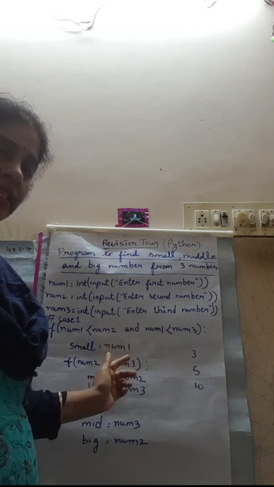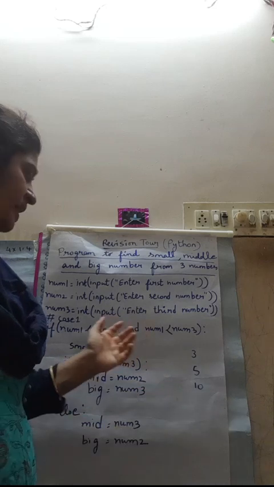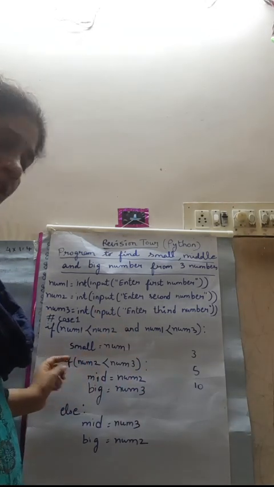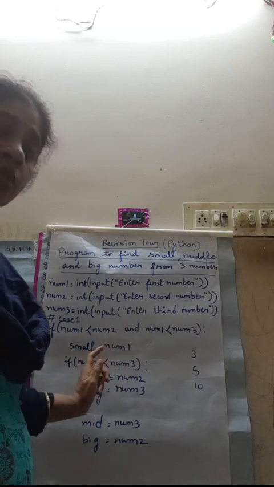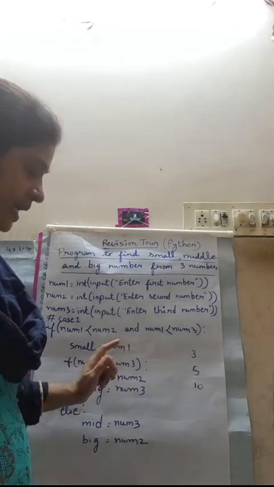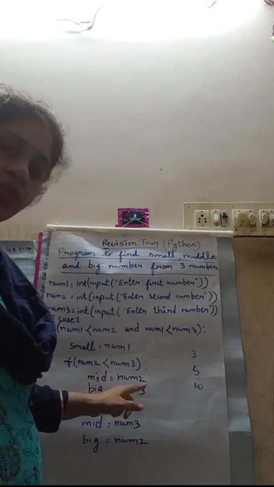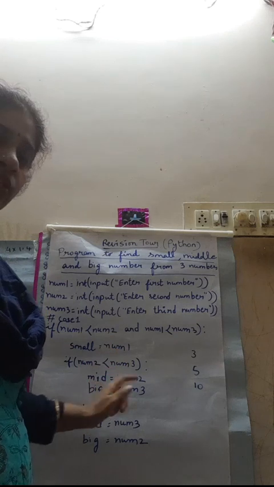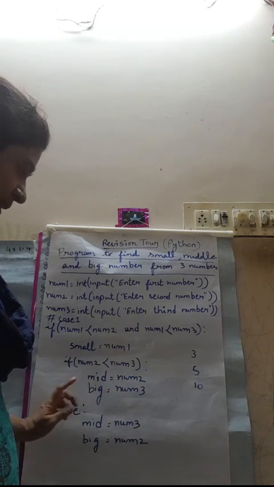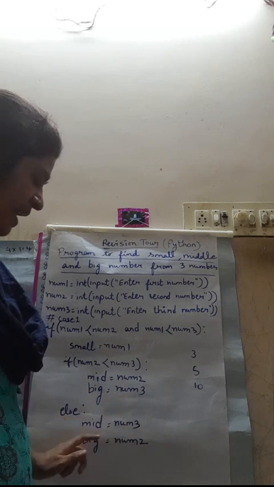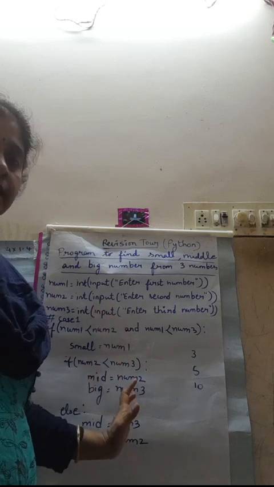Now if number1 is small, you have to check which is the middle number between number2 and number3. If number2 is less than number3, then you set mid equal to number2 and big equal to number3. Else, mid is equal to number3 and big is equal to number2. So this is the first case.